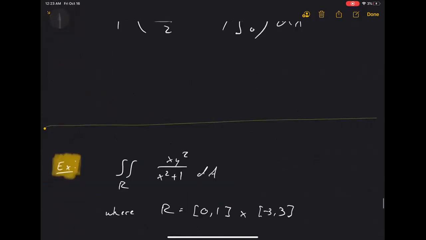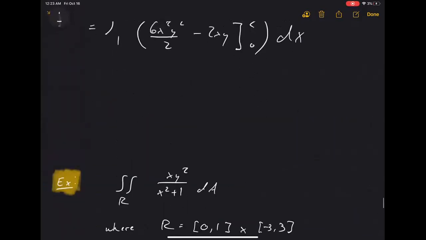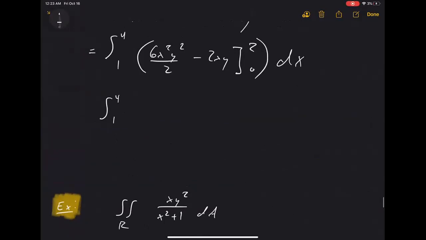Okay. Next step is to plug in your bounds and simplify. So I plug in 2 and I get what? 6x squared. I'm not plugging 2 in for x, I'm just plugging it in for y. I integrated in terms of y and now I evaluate for my y's. I plug 2 in for y and I get y squared, which is 4 over 2, minus 2x times 2, which is 4x. So that's what I get when I plug in 2.